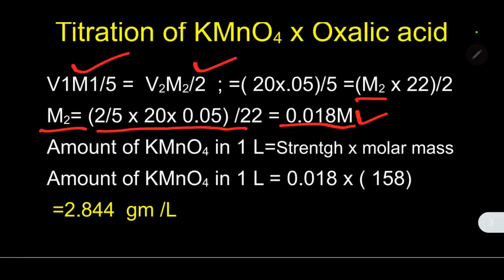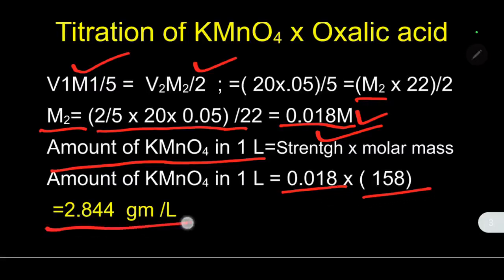So if you want to calculate the amount of potassium permanganate present in 1 liter, it is strength into molar mass. Strength I have already calculated, 0.018 M, molar mass 158. So on multiplication I am getting the value 2.844 gram per liter. This is the correct answer for the amount of potassium permanganate present in 1 liter. Okay, thank you.